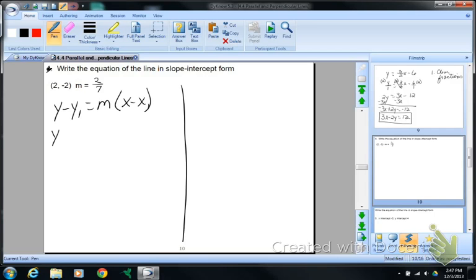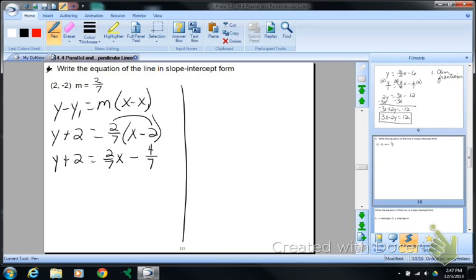So that's y minus a negative 2, which is plus 2, is equal to m, which is 2/7, times x minus 2. Okay, to put it in slope-intercept form, the next step would be we would have to do the distributive property. Very good. Now 2 over 7 times 2 over 1. If you need to go to the side and multiply, you can, or you can do that in your head. What do you get? 4 over 7, right?